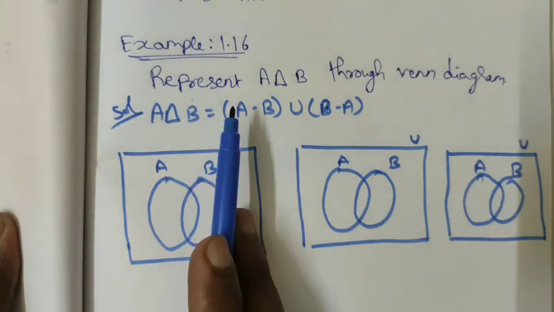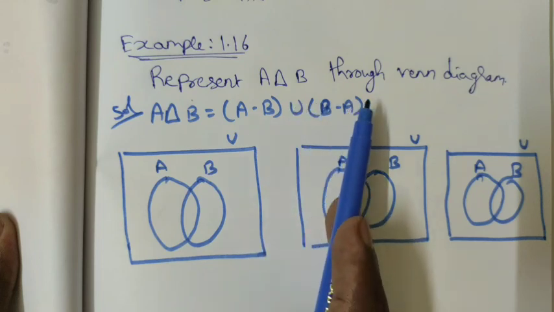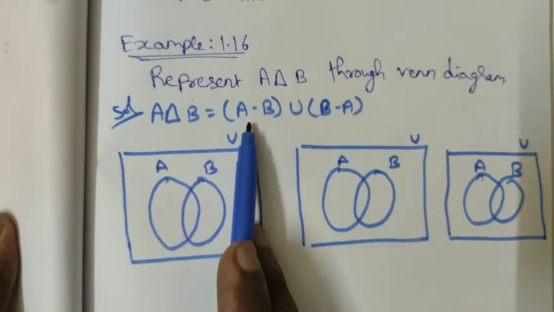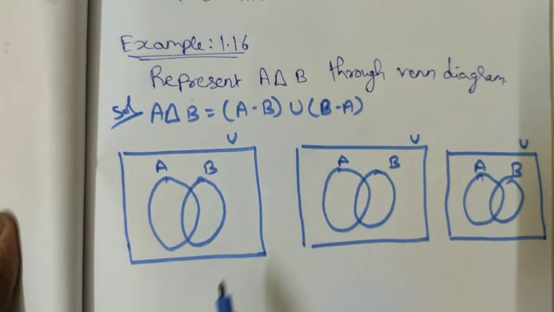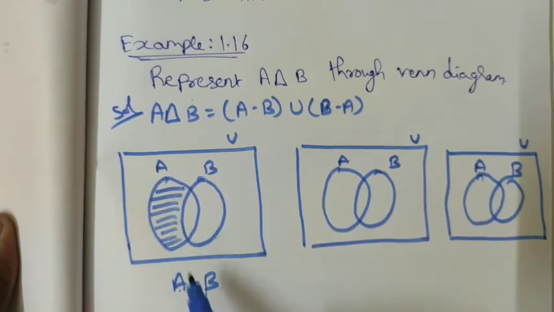Next example, sum 1.16. Represent A symmetric difference B through a Venn diagram. Here the formula is A minus B union B minus A. By using the Venn diagram, you have to represent this. First we have to find A minus B. A minus B means except the second set, you have to shade only the first set. This is B, except the second, you have to shade only the first set, right? This is the first set.